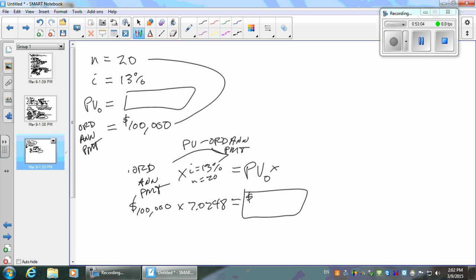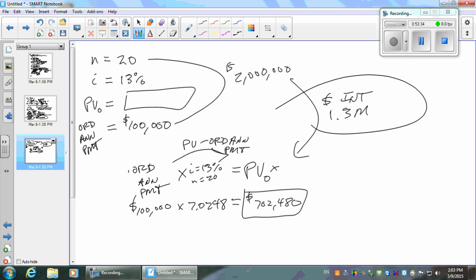Okay, so how much would I have to invest right now to get this? What's 100,000 times 7.0248? Of course, you'd have to have that kind of money. But how much can you take out? 2 million. Right, guys? 100,000 times 20. How much interest would you earn? 1.3 million. Right, guys? Are we good? Calculate anything you want to calculate.